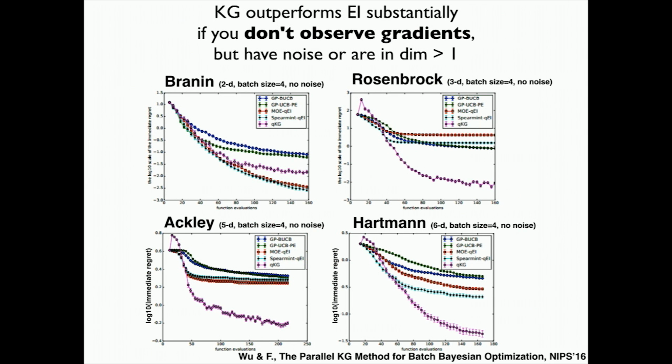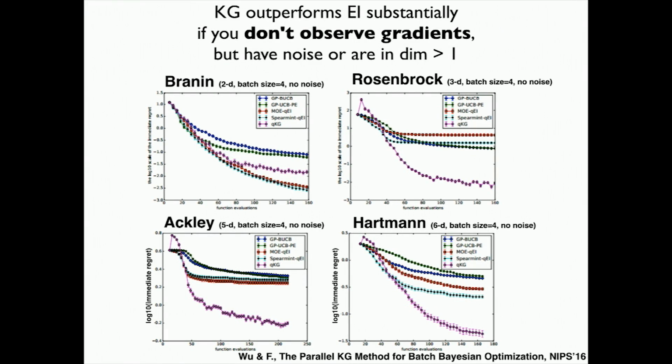Okay? So this procedure works really well when you have gradients. It also turns out that it improves substantially over expected improvement if you don't have gradients, but you do have noise. And that's because the whole derivation of expected improvement relied on noise-free evaluation. And as soon as you have noise, that breaks. But this modified approach is more robust to that.